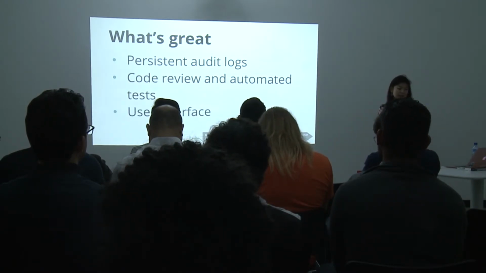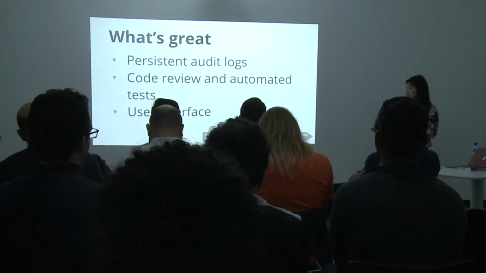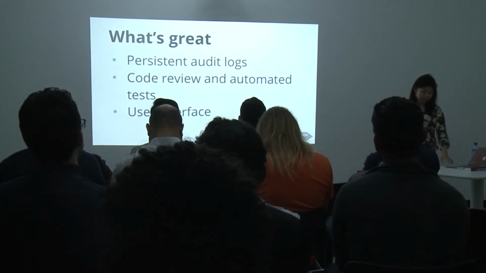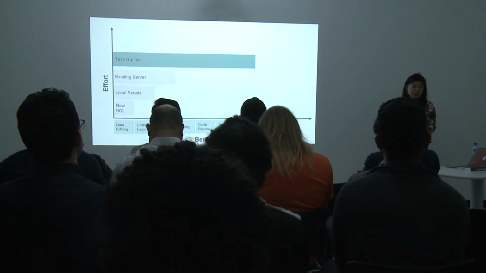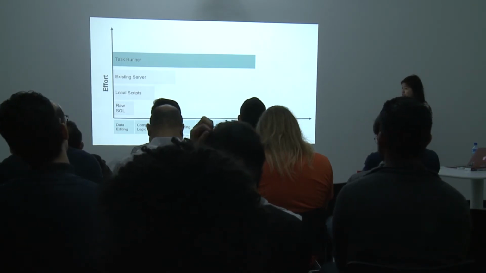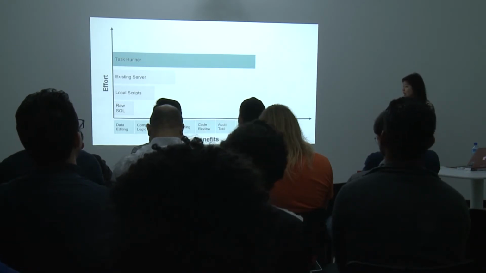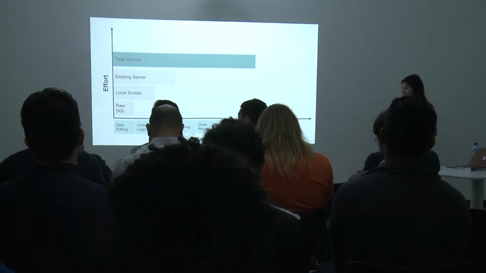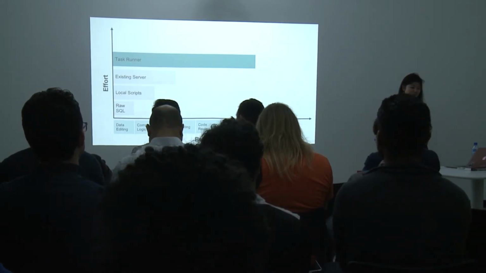And lastly, we can now run our scripts from a user interface, as opposed to needing to SSH into the server, which minimizes room for error. And looking at this graph now, we've come pretty far on our journey. At this point, in addition to data editing, running long and complex logic, we've also got the ability to run automated tests. We have code review, we have an audit trail, and we have a user interface.